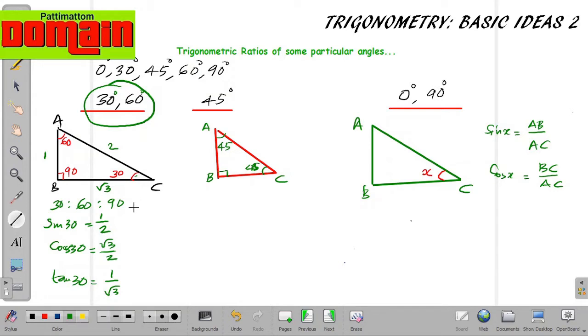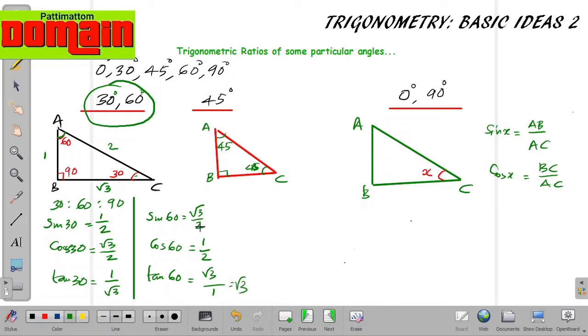Here we can find out from the same triangle the values of sine 60 and cos 60. For this angle 60, the opposite side is √3. Sine 60, opposite side √3 divided by hypotenuse 2. Cos 60, adjacent side is 1 and hypotenuse is 2. Tan 60 is either sin 60 by cos 60 or opposite side by adjacent side, which is √3.